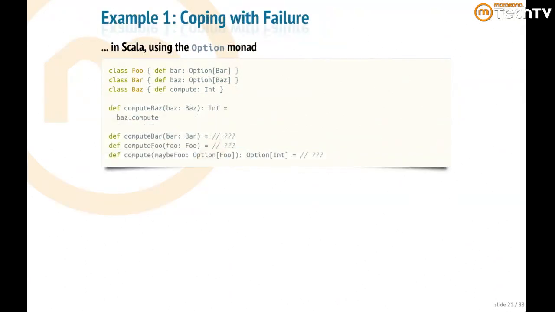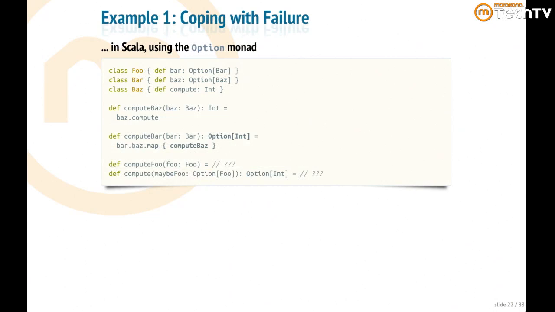This compute baz is going to have type int, and is just going to call baz.compute. So that's pretty easy. Now for the next step, let's say we're given a bar, and we want to compute the result from that, and we'll use our previous definition here of compute baz. Well, that's going to have type option of int because it could fail.